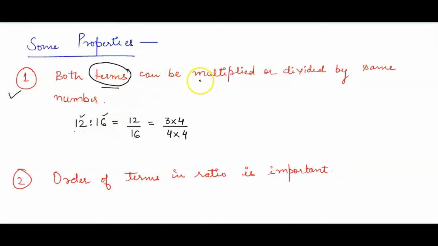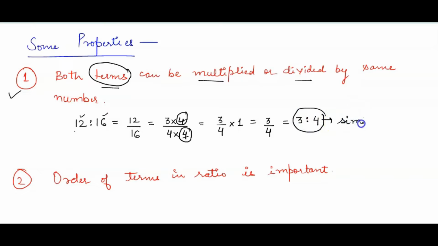Now these terms can be multiplied or divided by the same number. You can see here, these are numbers multiplied with the same number, 4, and we can cancel this 4 with this 4, as 4 divided by 4 is 1. So what we have now is 3 divided by 4 multiplied by 1, which comes out to 3 divided by 4, written as the ratio 3:4. This is the simplest form of the ratio, and a ratio is normally written in its simplest form.